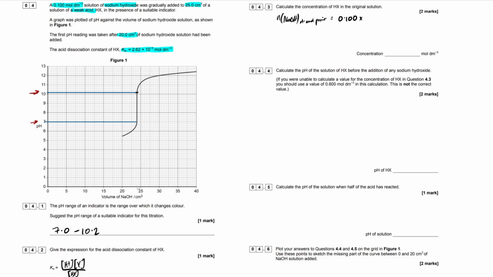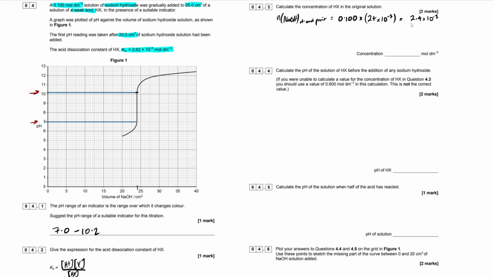If we trace that down, it's going to be right here, 24 centimeters cubed. So as always, we're going to have to convert that into decimeters. So I'm just going to do times 10 to the minus 3, same thing as divide by 1,000. And that is going to give us a value of 2.4 times 10 to the minus 3.